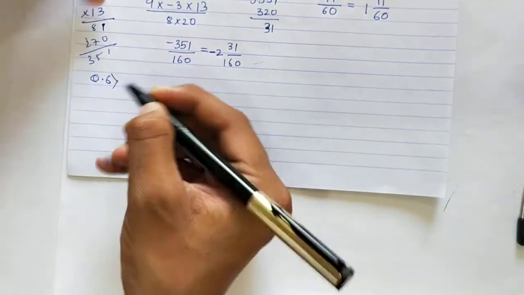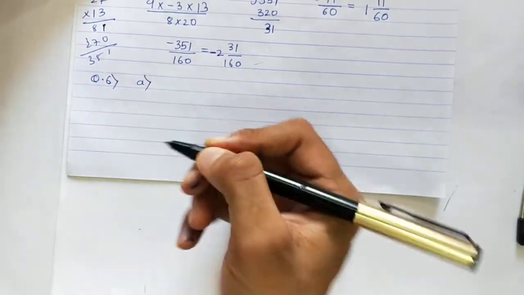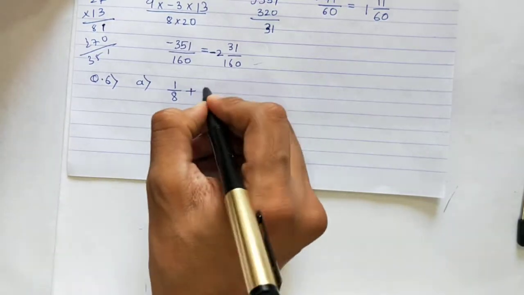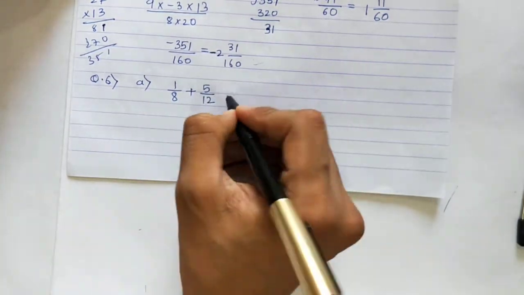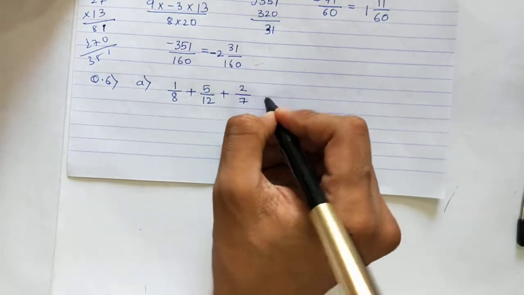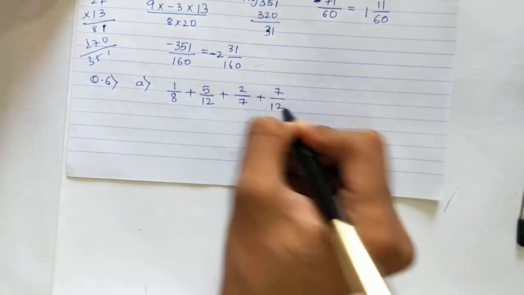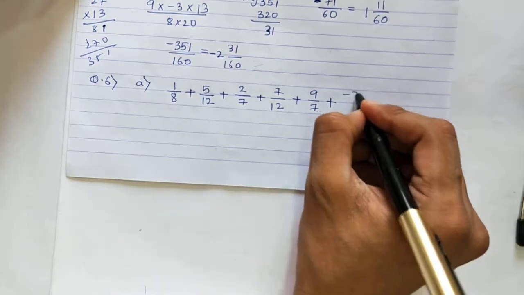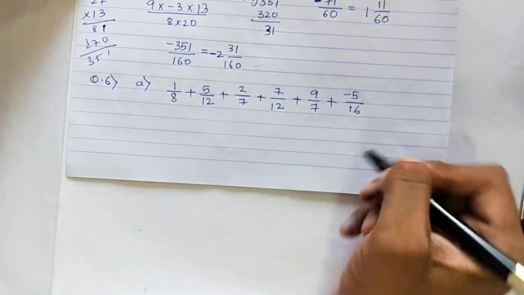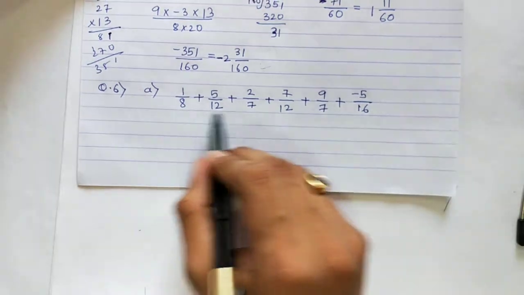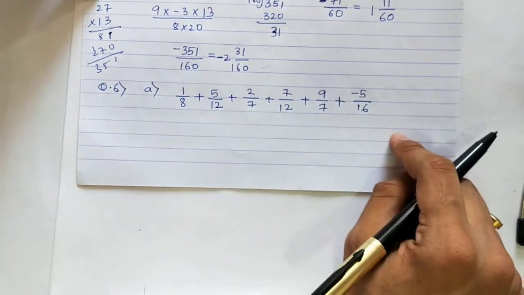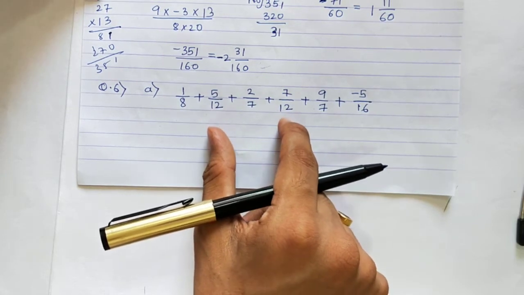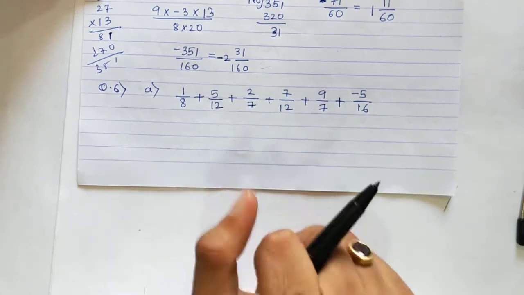Question number 6. It is 1 upon 8 plus 5 upon 12 plus 2 upon 7 plus 7 upon 12, 9 upon 7 plus minus 5 upon 16. Okay. Here we have to solve this. But while solving, we'll bring similar terms together so that the calculation becomes easier.